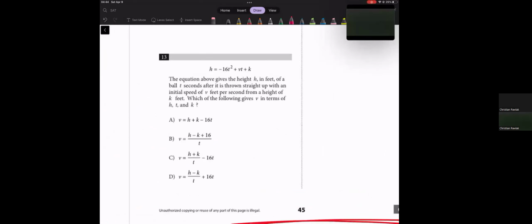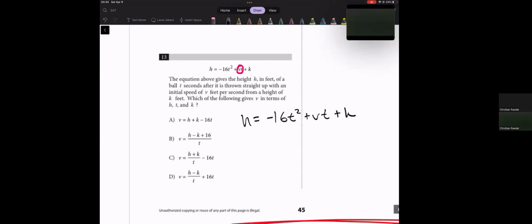Number 13, the equation above gives the height h in feet of a ball t seconds after it's been thrown straight up in the air. Which of the following gives v in terms of h, t, and k? So a calculator is not really going to help you here, but you have to try to solve for v. Okay, so let's talk about how you would solve for v. Let's rewrite this equation. h equals negative 16t squared plus vt plus k.